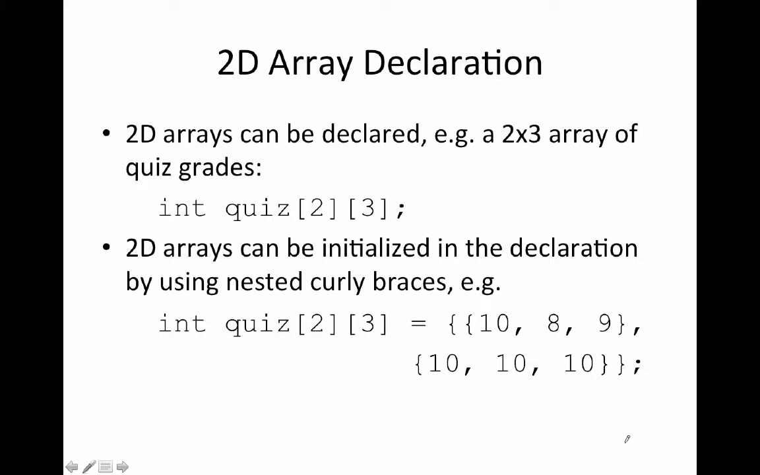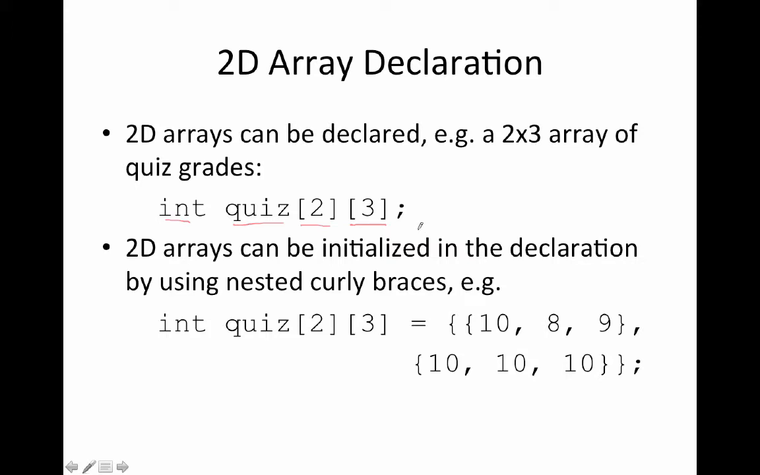Here are some examples of two-dimensional array declarations. So we can declare the array. For example, here I'm declaring an array called quiz to be the type int, so every element in the array is the type int. And we have one set of square brackets for the number of rows and another set of square brackets for the number of columns. So this is a 2 by 3 array of integer quiz grades.